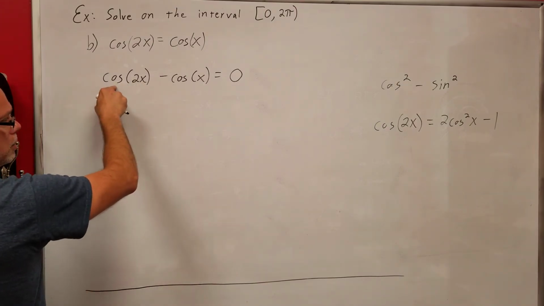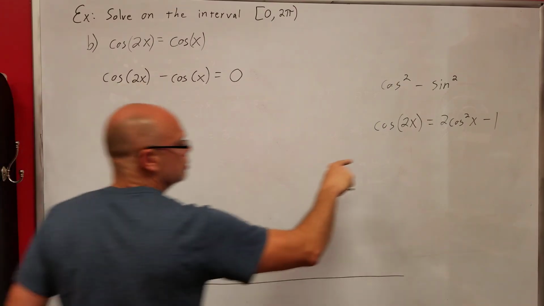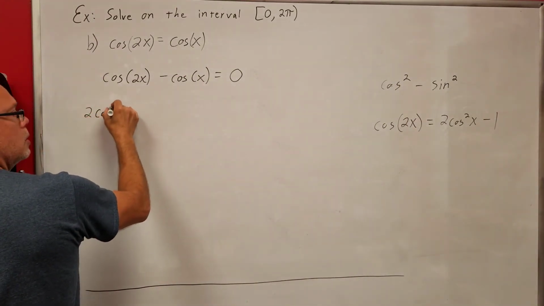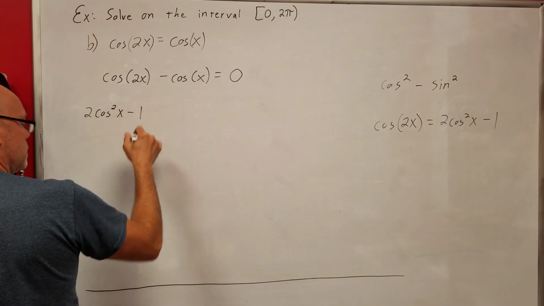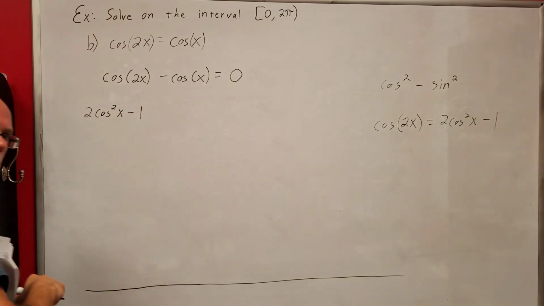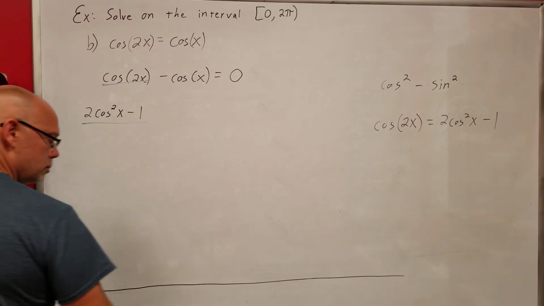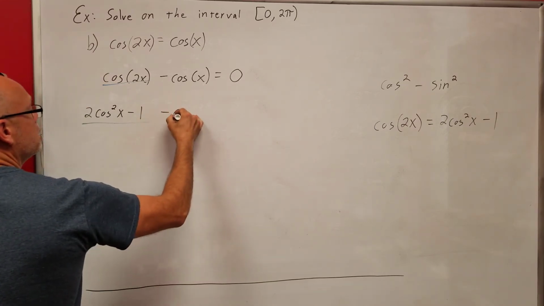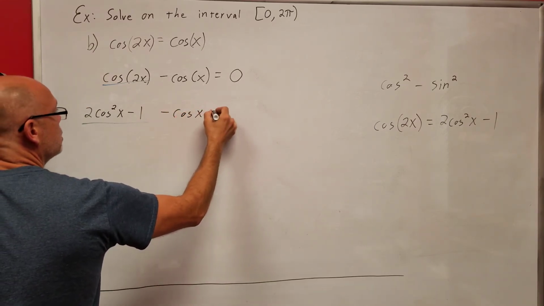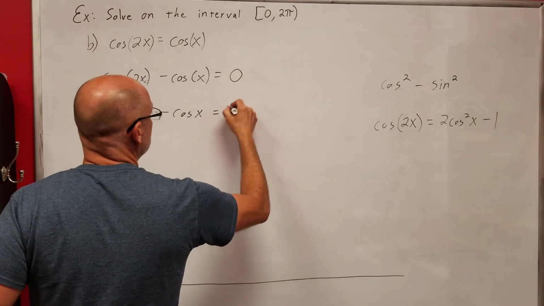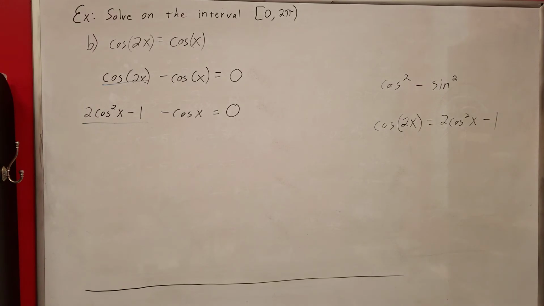So for this part, I'm going to call that what? 2 cosine squared of x minus 1. So in other words, all I did right here is replace this with that. Minus cosine of x is equal to 0. Make sure that makes sense to you.